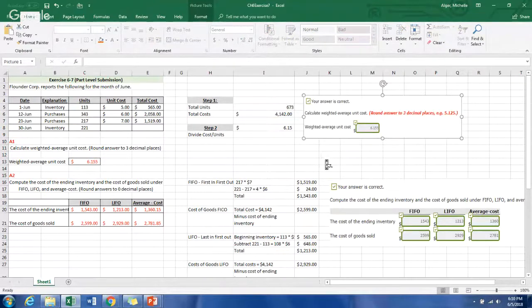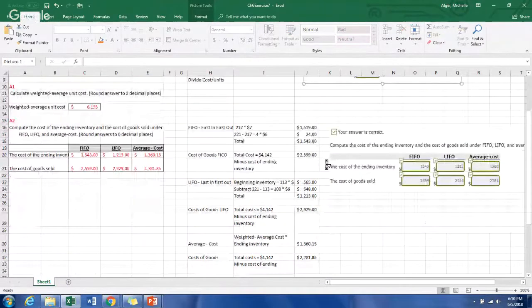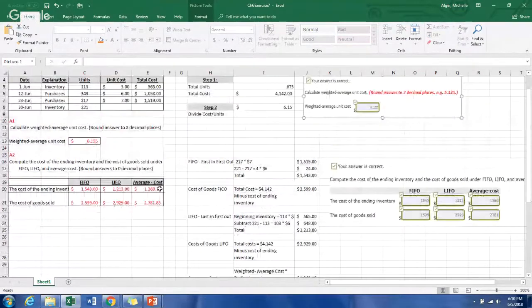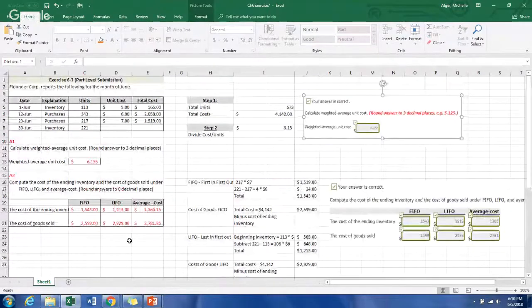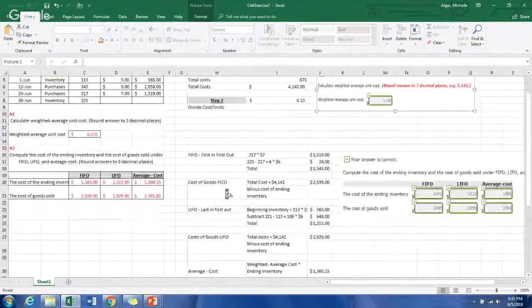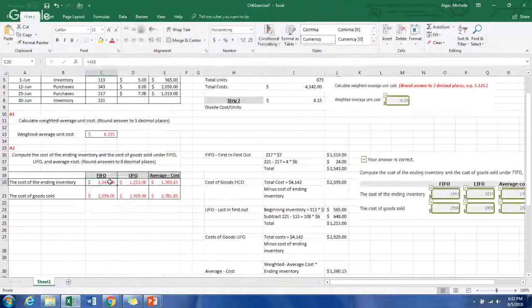So for part 2 of the question, we were asked to compute the cost of the ending inventory and the cost of goods sold under FIFO, LIFO, and average costs. Again, I kind of took my steps here and listed what I did. So first, I found out what we did for FIFO. Sorry, my pages are kind of jumbled. The cost of goods, the ending inventory.